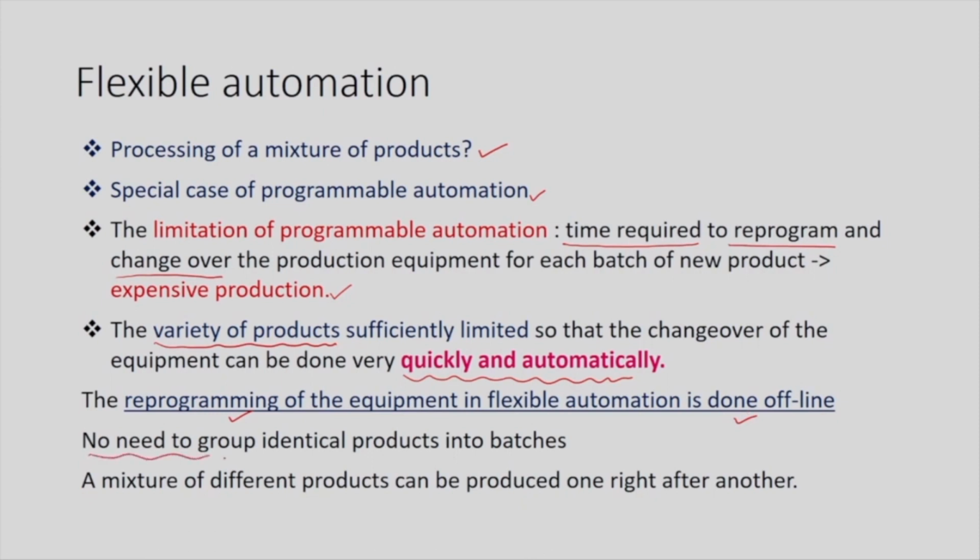There is no need to group the identical products into batches. It can be a mixed product kind of manufacturing, so a mixture of different products can be produced one after another. One after another, it would be easily possible by using this flexible automation.